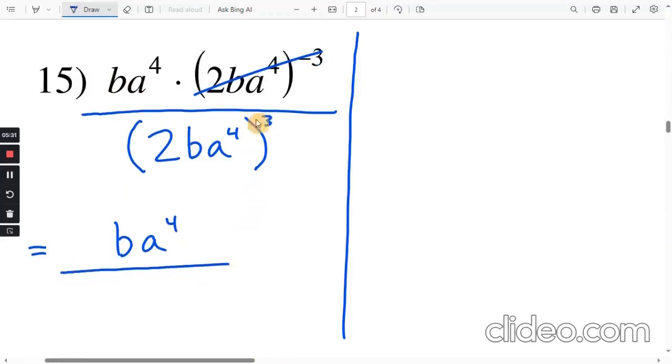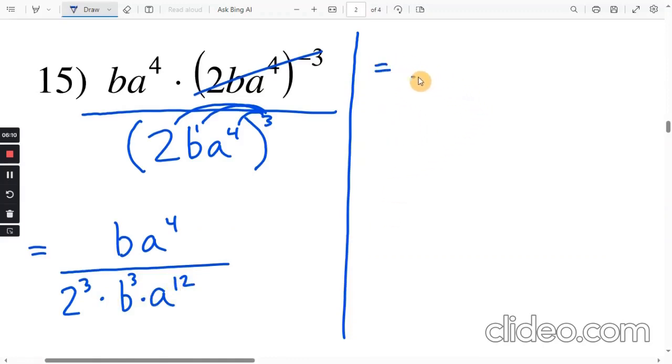And distributing the 3 in the denominator. I'm going to try and line up the letters. Okay, distributing the 3. So that's 2 to the 3rd. And then distributing the b. This is b to the 1st, right? So distributing the 3, it's b to the 1 times 3, so that's b to the 3rd. And finally, a to the 4th times 3, it's going to be a to the 12th. All right, so these are just multiplied in the denominator.